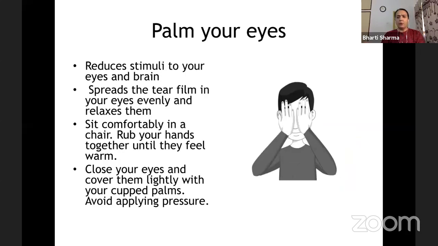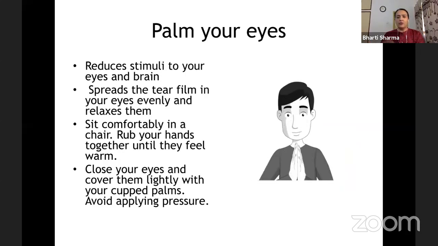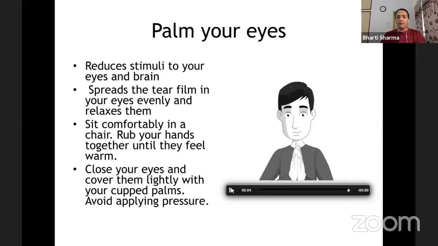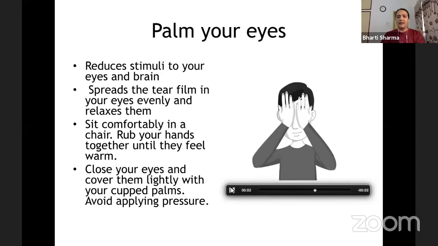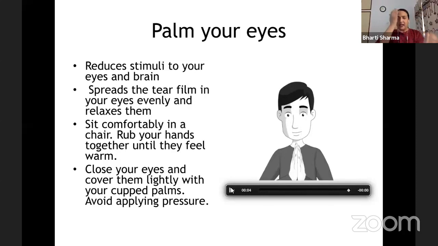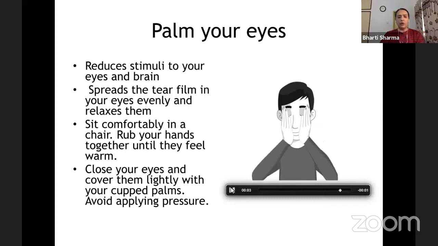A very important exercise is how to relax. Can you see what the man is doing in the picture there? He's rubbing his hands, warming them, and then covering the eyes with the palms. This reduces the stimuli to your eyes and brain. It not only relaxes you, it spreads the tear film in your eyes evenly and relaxes them. Sit comfortably in a chair, rub your hands together until they feel warm. Close your eyes and cover them lightly with your cupped palms. Avoid applying any kind of pressure to your eyes. So do it like this.